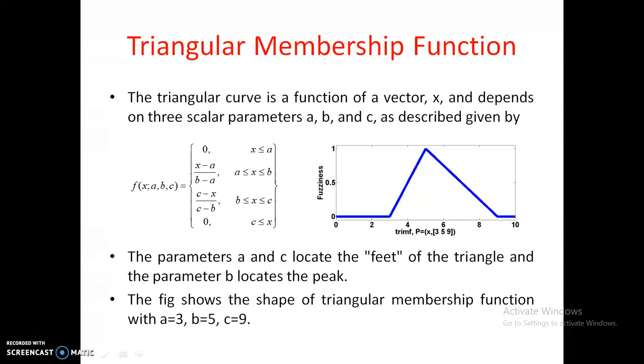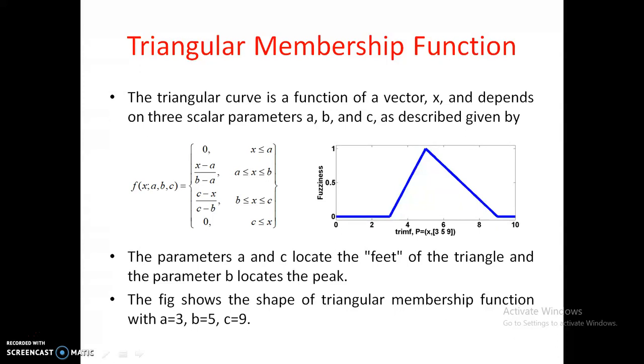Here the parameters A and C locate the feet of the triangle and parameter B locates the peak. As we already discussed, but without knowing the names, here A and C are the feet of the triangle. If this is the triangle, the feet should be at A and also at C. So these are the feet and the peak should be at B.